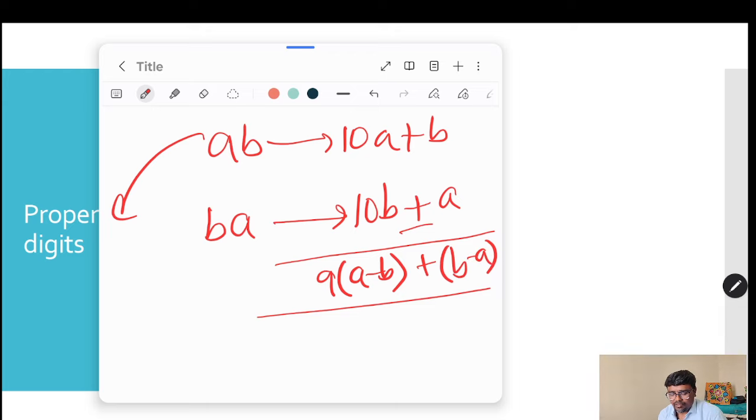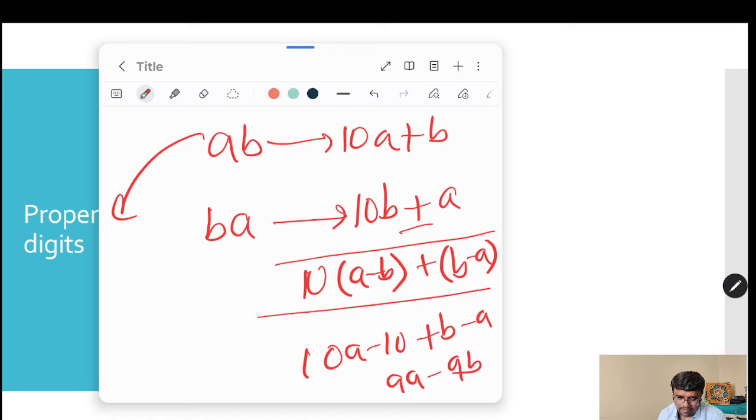B minus A. Okay. B minus A, that I can write. Sorry. This is 10A minus B plus B minus A. Okay, so 10A minus 10B plus B minus A. Okay, 9A minus 9B, 9 times (A minus B).